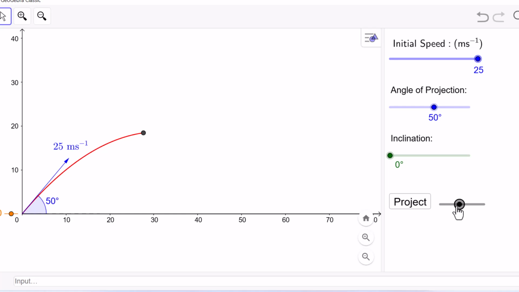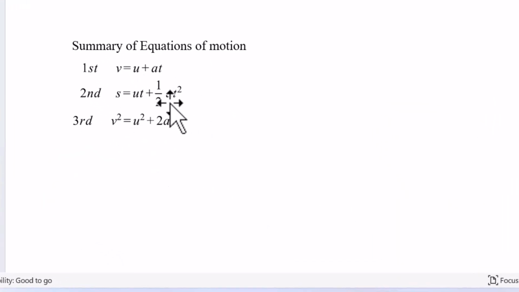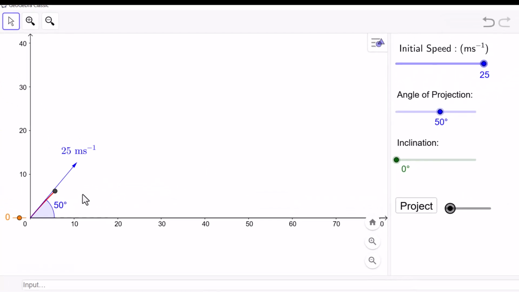Let me start the derivation now using these three equations of motion. To start, there's one thing I want us to take note of. You know this is projectile motion, and projectile motion works with gravity because the object is thrown up. So the object is acted upon by gravitational force, and we have a constant for gravity on Earth, which is 10 meters per second squared, and we use small letter g as the symbol.